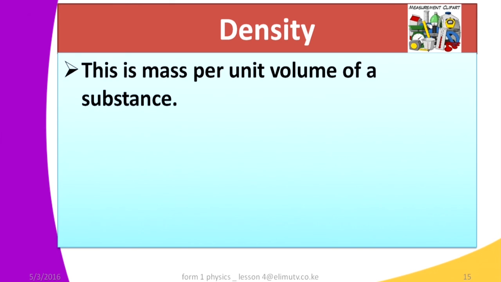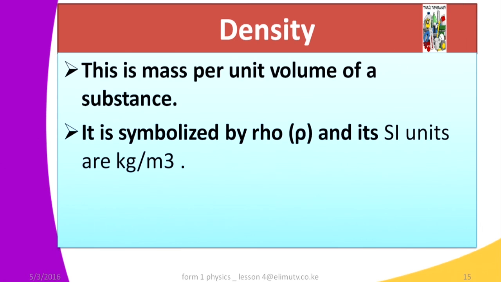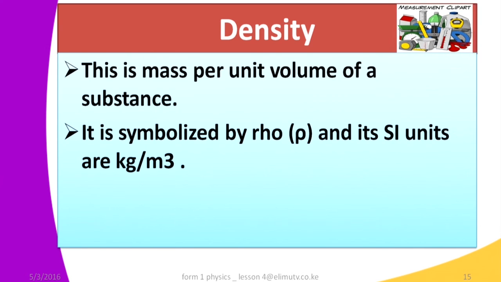The other thing about density that is very important is that it is symbolized by rho, and its SI units are kilograms per meters cubed. So density has a symbol called rho. When you see a symbol like this one here, rho, that one stands for the density of that given substance. And the SI units of density is kilograms per meters cubed. I've just said that we also have derived units that can be used to measure density. This includes grams per centimeters cubed.